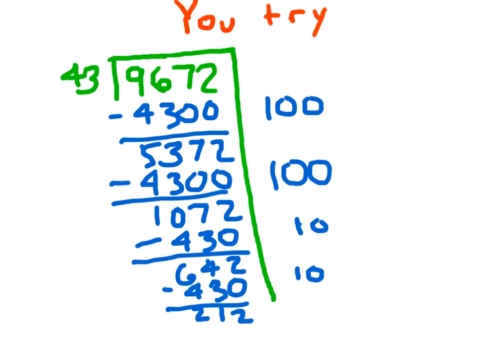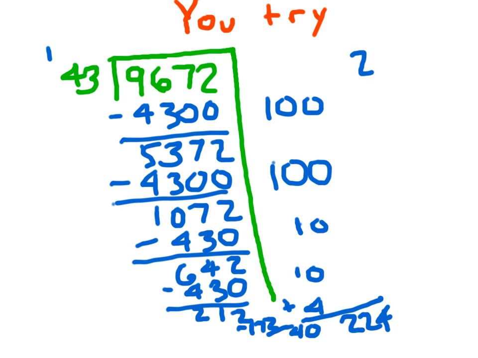And 212 is 4, because 4 times 43 is 2. Regroup the 1. 4 times 4 is 16, plus 1 is 17. And so that there is 40. 40 is our remainder. I add those up off to the side: 100, 200, 210, 220, 224. 224 is our answer with the remainder of 40.